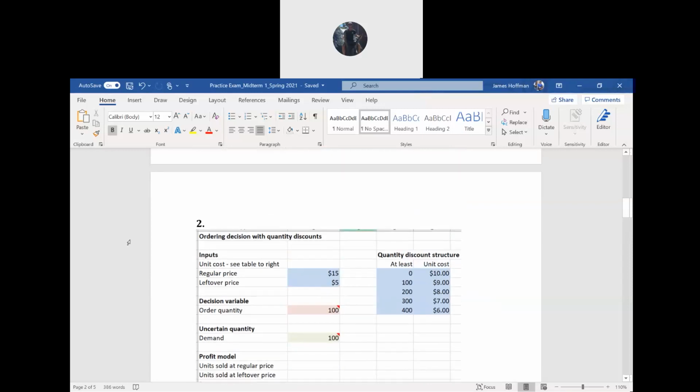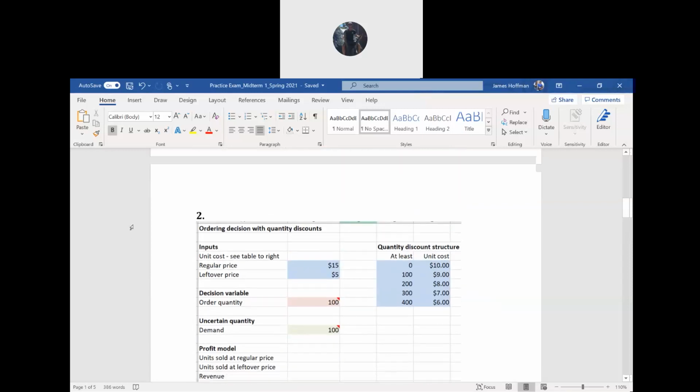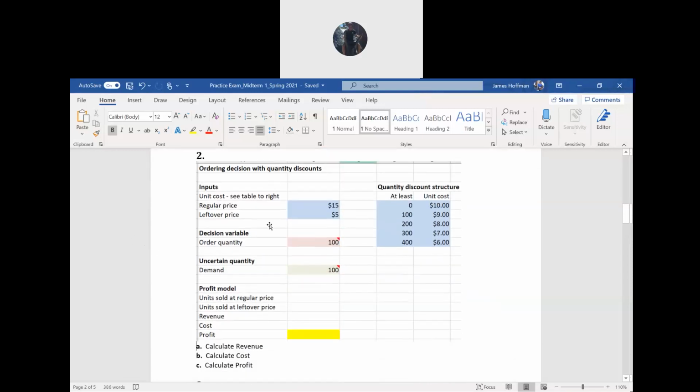All right, number 2, remember this one? We did the quantity discounts one. So we have the books here, and you have a regular price, a leftover price, and you get a bulk discount based on how many books you order. And we're trying to decide how much to order based on this much demand.